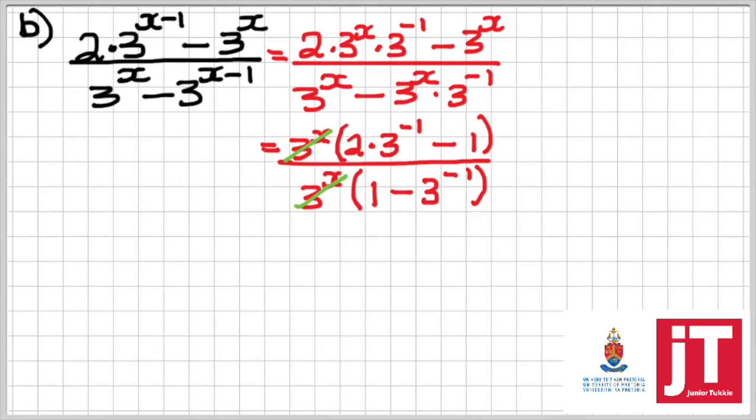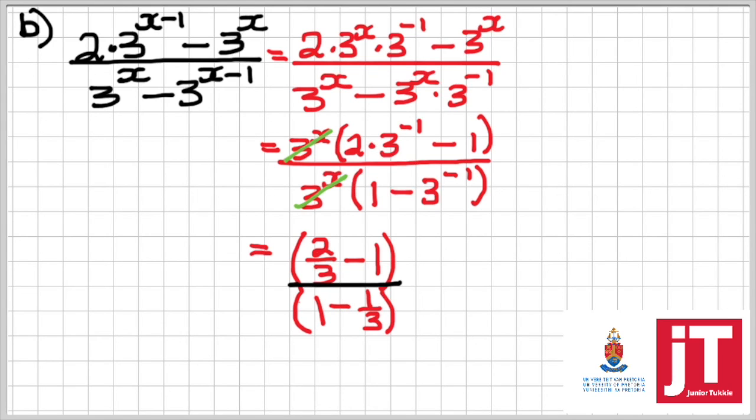What then remains is 2 times 3 to the power negative 1, which can be simplified to 2 over 3 minus 1 in the numerator. In my denominator, I'm going to have 1 minus a third. Simplifying my numerator 2/3 minus 1, that will result in a negative a third, all divided by 2 over 3. So it's minus a third divided by 2 over 3.